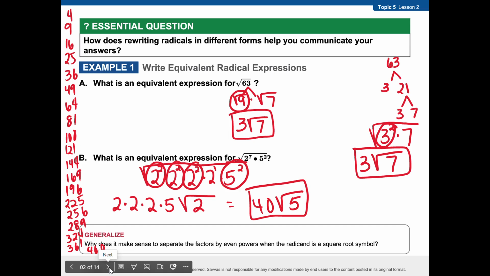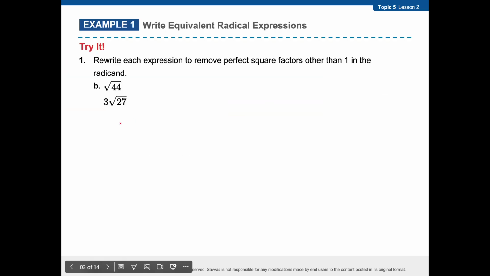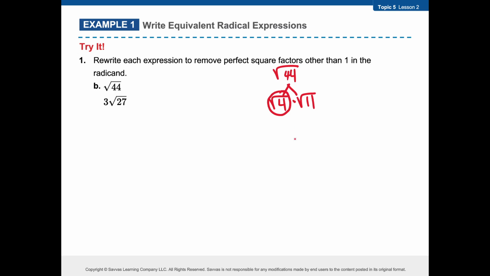Here are some try-its if you want to pause and try on your own. Here we have 44. Again, you can go back to that list that we had and try finding what two numbers when you multiply give you 44, with one of those coming from that list. 4 times 11. 4 is my perfect square. I can square root it and a 2 comes out and 11 stays inside.